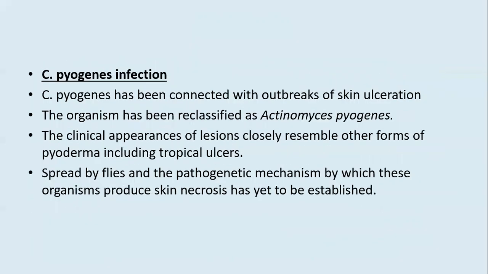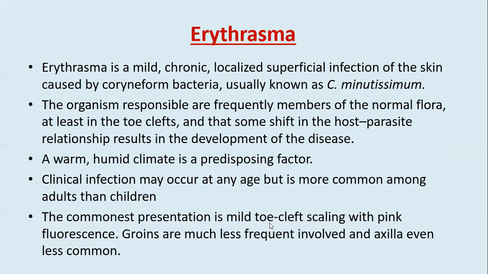Then another Corynebacterium is Corynebacterium pyogenes, which is connected to outbreaks of skin ulceration. This bacterium is reclassified as Actinomyces pyogenes. The clinical appearance closely resembles that of pyoderma and tropical ulcers. The disease is spread by flies, and the bacteria cause skin necrosis, but the mechanism is not well established.